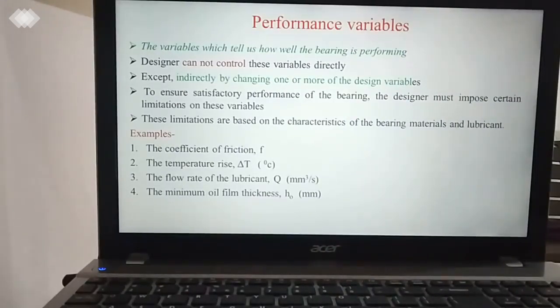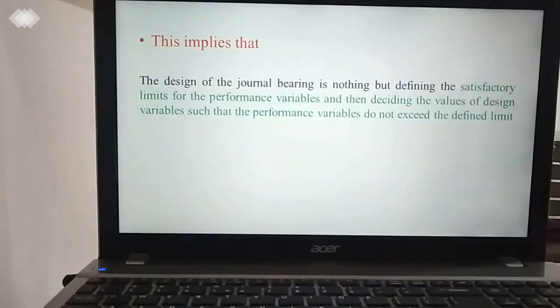For example, the performance variables are coefficient of friction f, then temperature rise, that is delta T. Due to friction there is a temperature rise and it is a performance variable. Then flow rate of lubricant Q, in mm cube per second, is again a performance variable. Then minimum oil film thickness h0 is also a performance variable. So we can say that design of a journal bearing means defining the satisfactory limit for the performance variable and then deciding the value of the design variable.